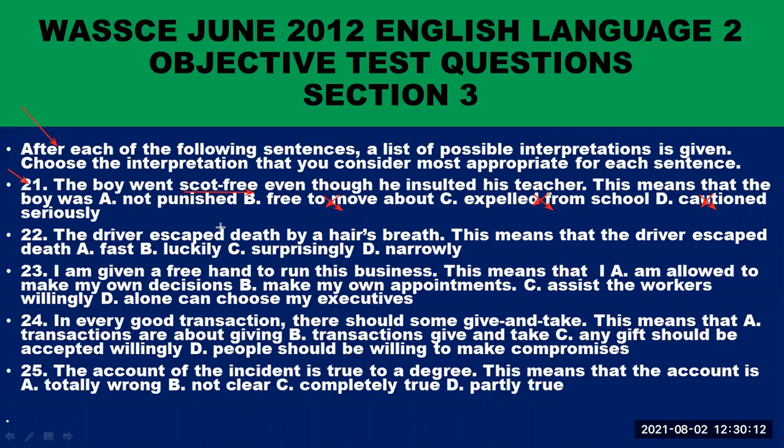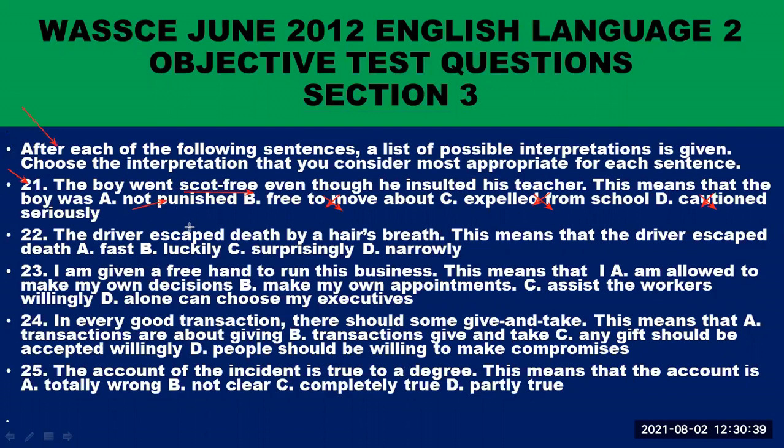The word free should give us the idea that freedom is implied here. So even if we don't understand any other thing, the word free will give us the idea that this person is going free. So that shows us that A is the actual interpretation. This means that the boy was not punished.